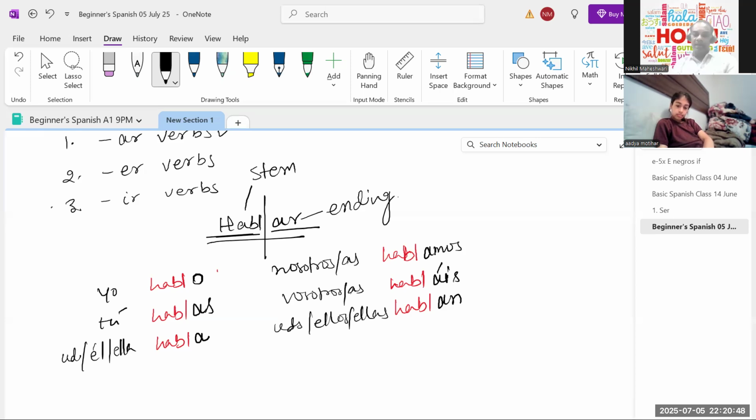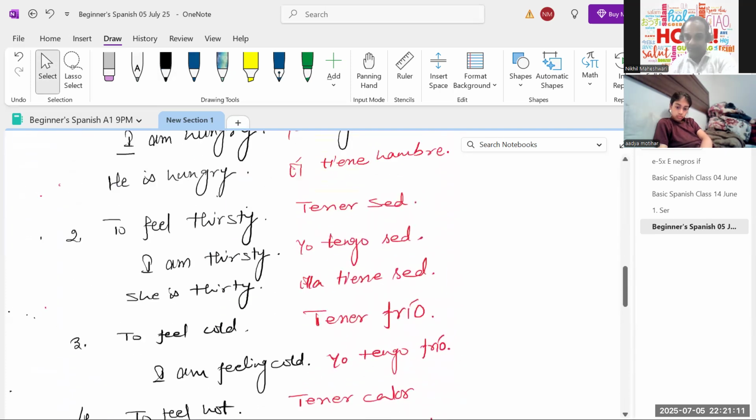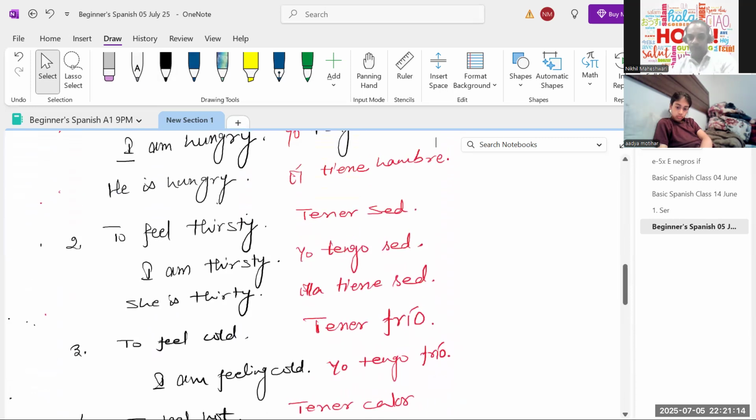I believe this is enough for today. We will continue on Monday from hablar and move towards other words. Until then, practice these verbs that we have learned today. Practice querer, practice hablar, and practice and learn the usage of tener. Thank you very much.